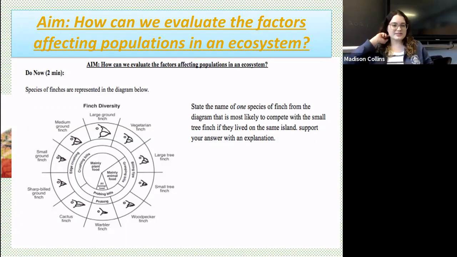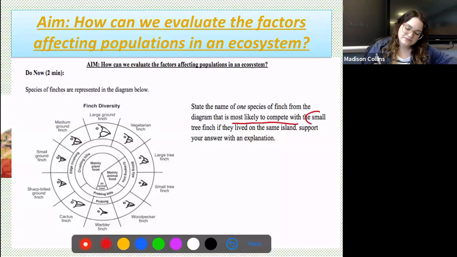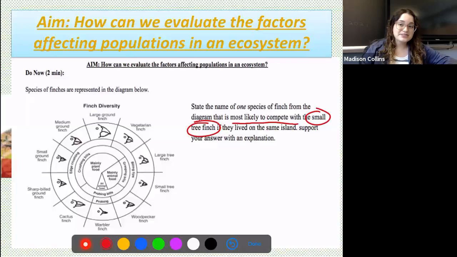So we're told that species of finches are represented in the diagram below, and we're asked to state the name of one species of finch from this diagram that is most likely to compete with the small tree finch if they lived on the same island. And as always, support your answer with an explanation. So this diagram looks really confusing. So let's see if we can figure it out together.